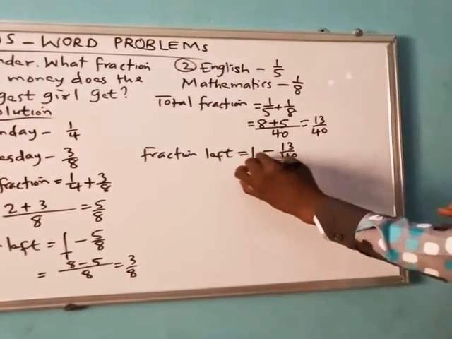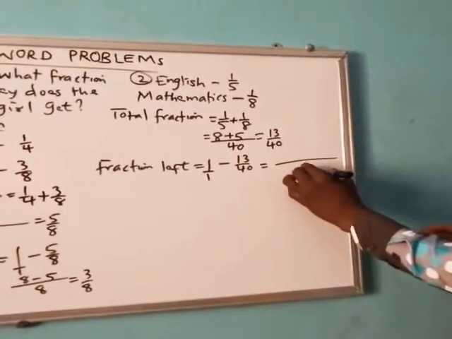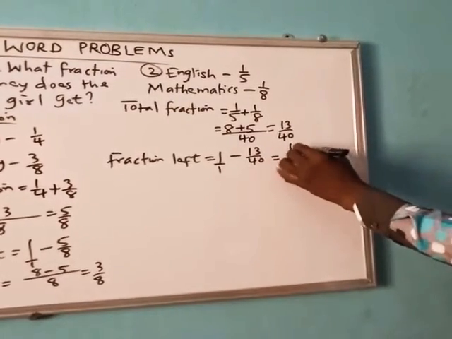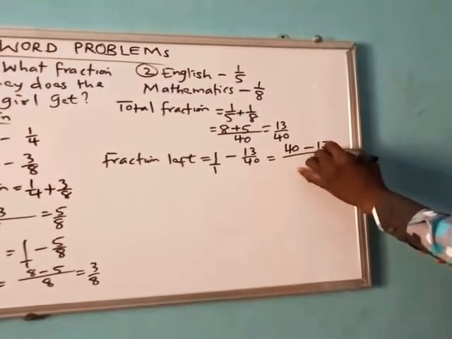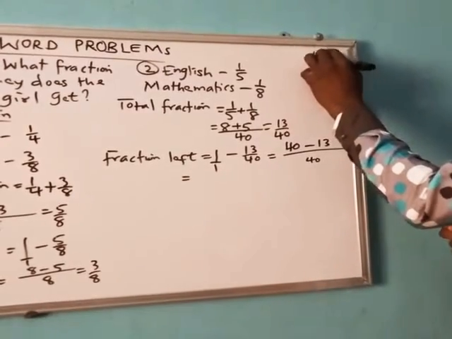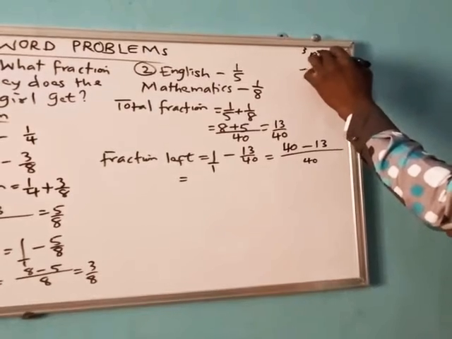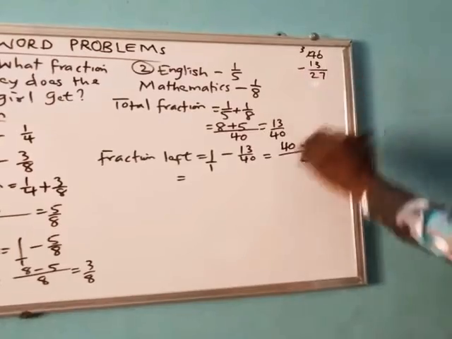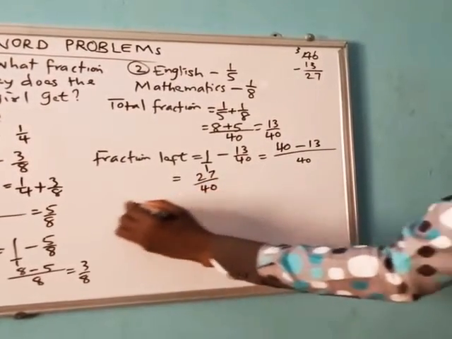You express 1 as a fraction, 1/1. So the LCM is 40. So we have 1 in 40, 40. 40 times 1 is 40. Minus 40 in 40, 1. 1 times 13, 13. So when you subtract this, you will have 40 minus 13. Borrow 1, here remains 3. Bring the 1 here, 10. 10 minus 3, 7. 3 minus 1, 2. So we have 27/40 as the fraction left.